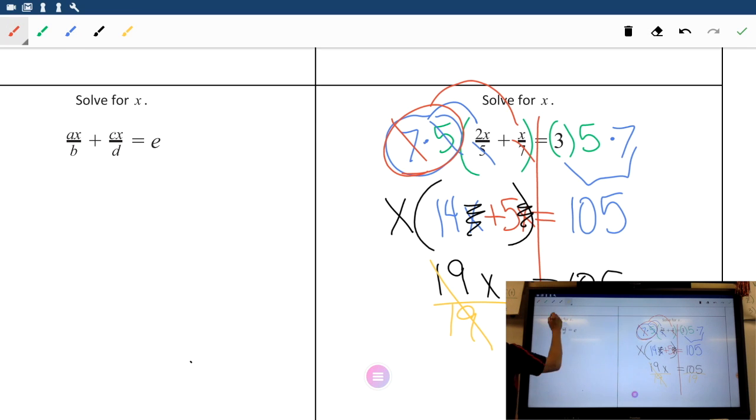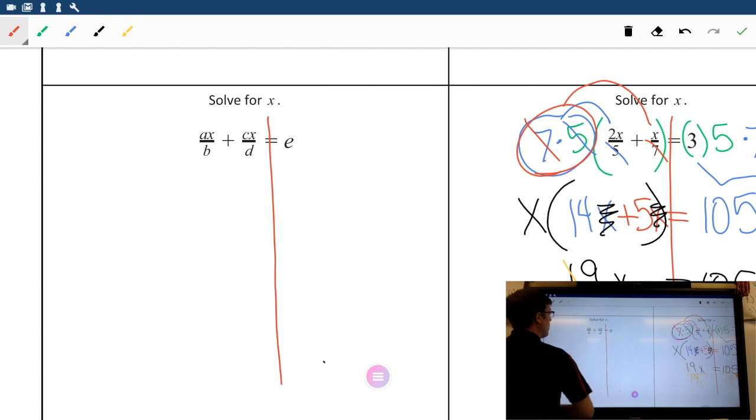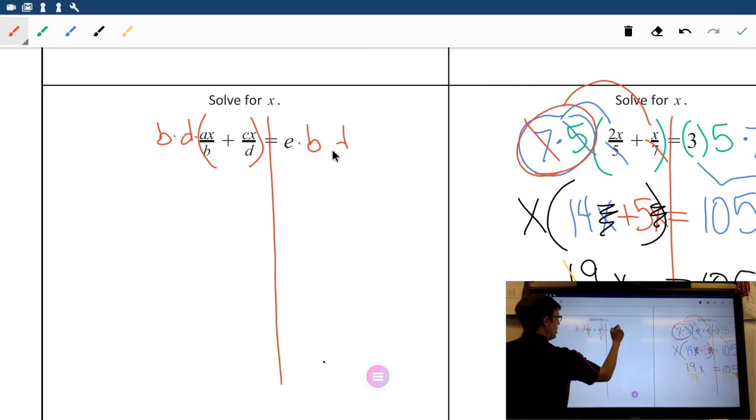Okay, here it is. I'm going to multiply everything by the denominators. Wait, line. Give me some space. I'm going to multiply everything by the denominators, B times D and B times D. Okay, remember what happened here.